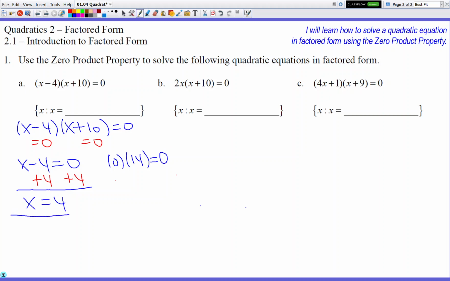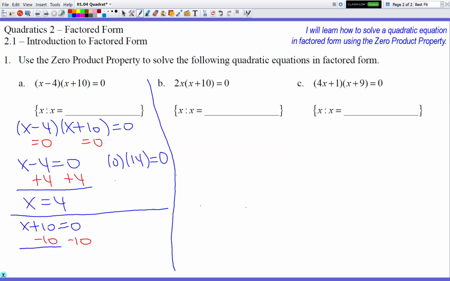Okay? So there's a second answer for x as well, because there's a second parentheses that has an x inside of it, but with a different number. It's not minus 4 next to that x, it's a plus 10. Okay, so let's solve for the second parentheses and figure out what it takes to make it become 0. So we're going to go x plus 10 equals 0, and we're going to solve for x, so we're going to get rid of that positive 10, and the only way to do that is to subtract 10 on both sides. And when I do that, I get x equals negative 10.